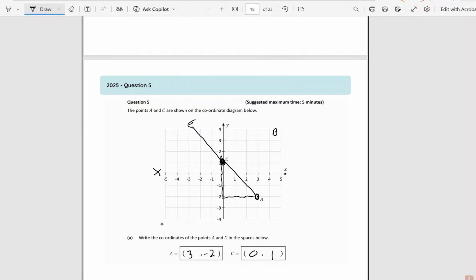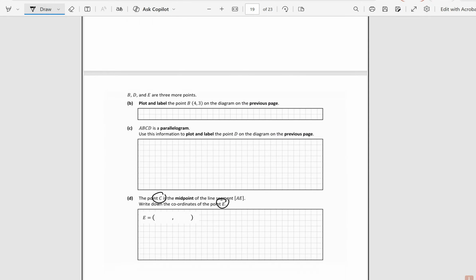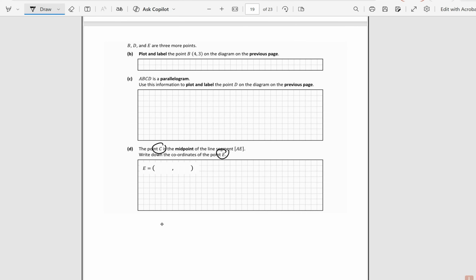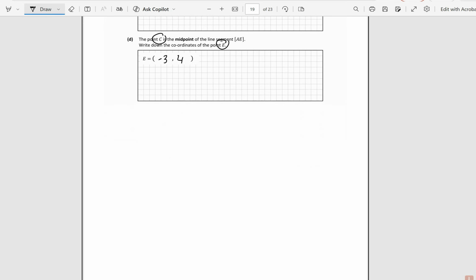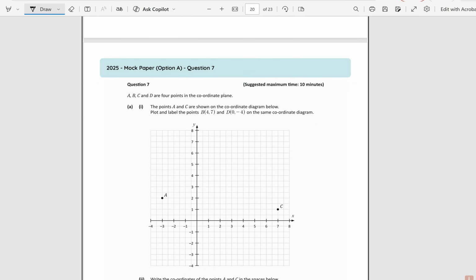So I'm going to do the same from C. I'm going to go across 1, 2, 3, up 1, 2, 3. There we go. So E is minus 3, 4. They want us to write down the coordinates, so it's minus 3, 4. Let's keep going.